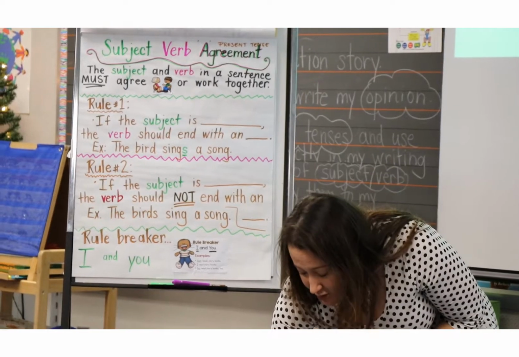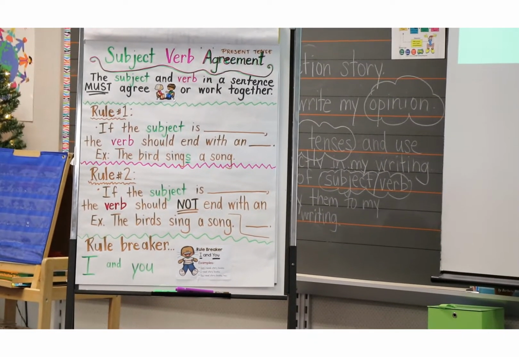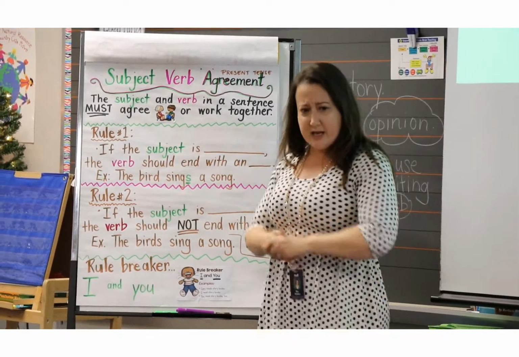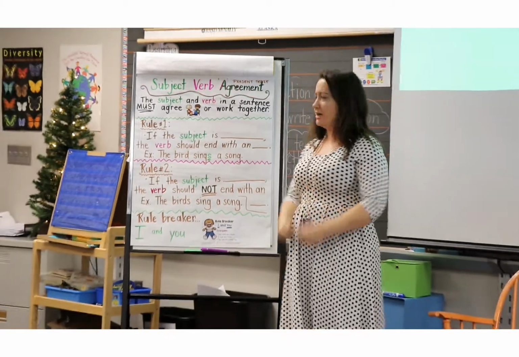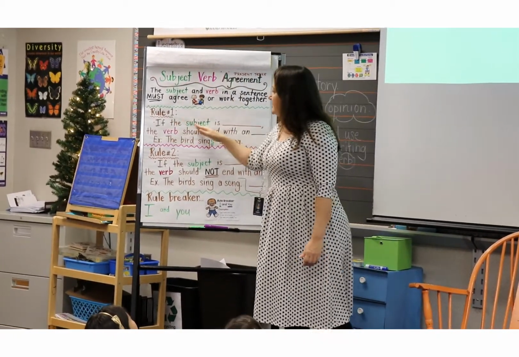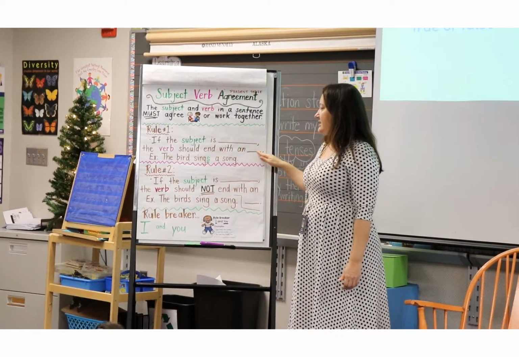Agree. I agree. Can I see your hand? I agree with you. We are in agreement, right? We agree. So these two kids, they agree. They're like, yes, we agree. And that's like the subject and the verb. So if the subject is blank, the verb should end with "and blank."